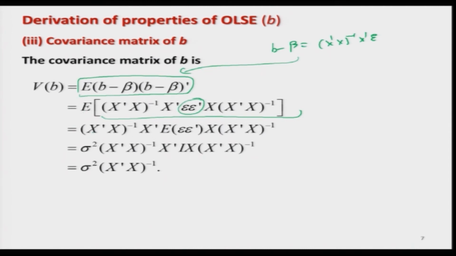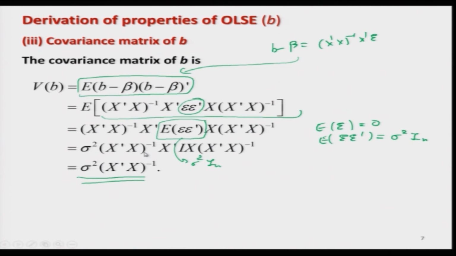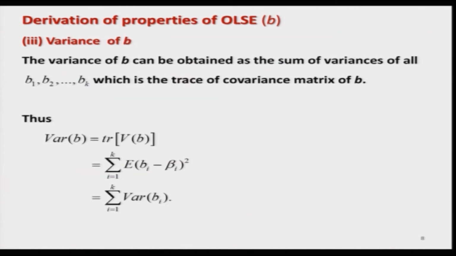x is a non-stochastic matrix, so the expectation sign will be on the random part, which is epsilon epsilon transpose. You have already assumed that the expected value of epsilon is 0 and the expected value of epsilon epsilon transpose is sigma square I n. So I can substitute this quantity as sigma square I n, and you will get sigma square (x transpose x) whole inverse. This is the covariance matrix of the ordinary least square estimator of beta, which is not difficult to obtain. You just need to know the basic matrix theory.